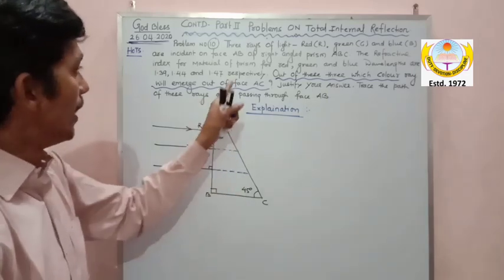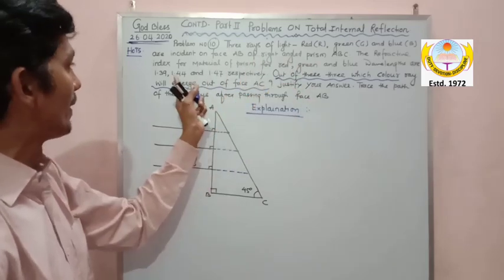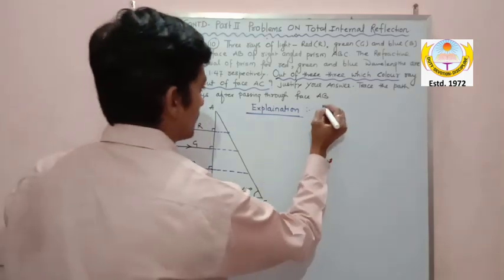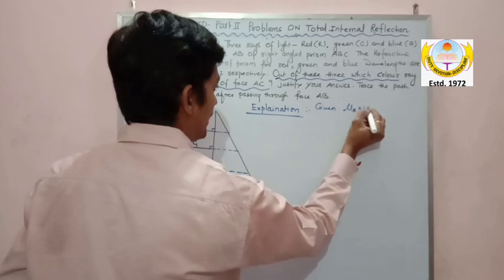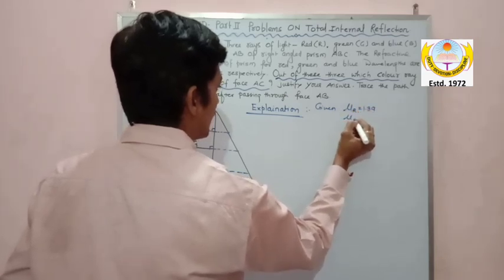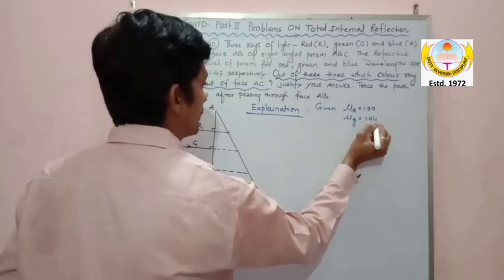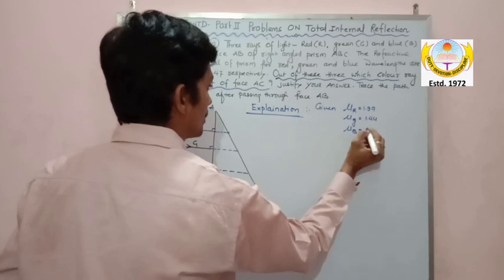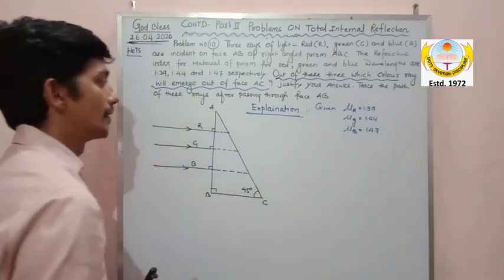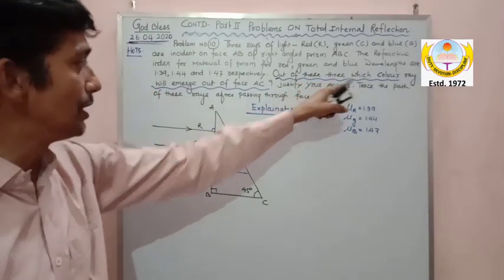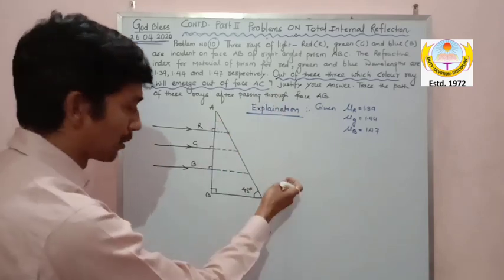And they have given that the refractive index for the material of the prism for red, green and blue wavelengths are: mu of red is 1.39, mu of green is 1.44 and mu of blue is 1.47. Now, my dear, the question asks, out of these three, which color ray will emerge out of the face AC? Which ray will come out of the face AC?